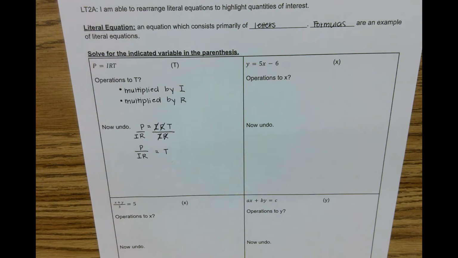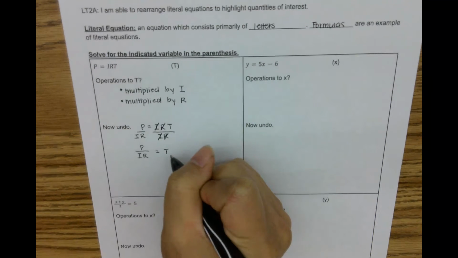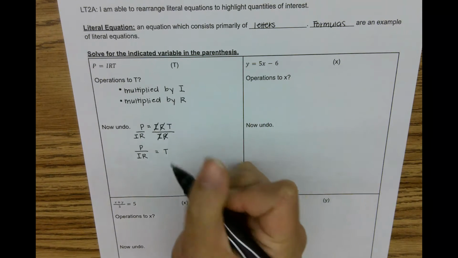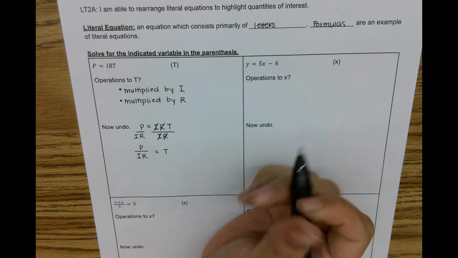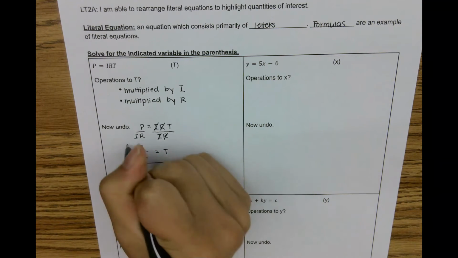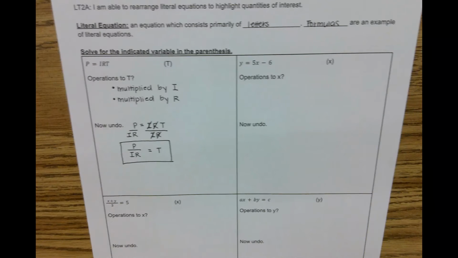And sometimes we rewrite our equations to solve for something in particular. With this interest formula here, the T represents time, so I'm probably given the other information and I want to solve for time. And here it is.